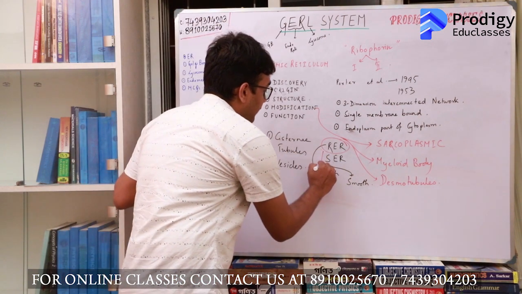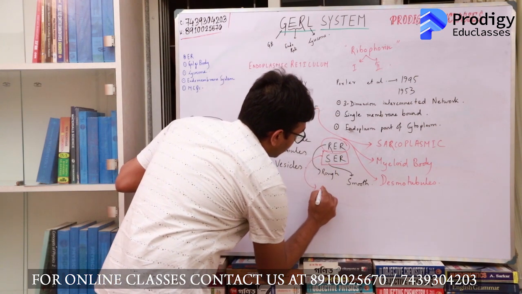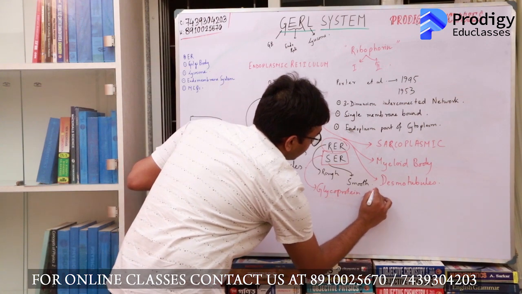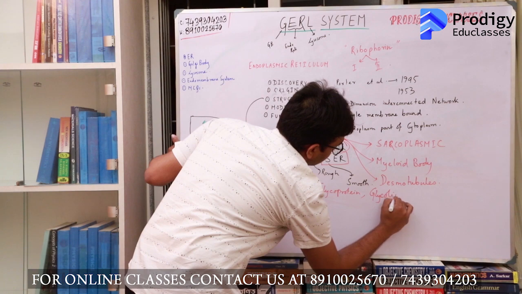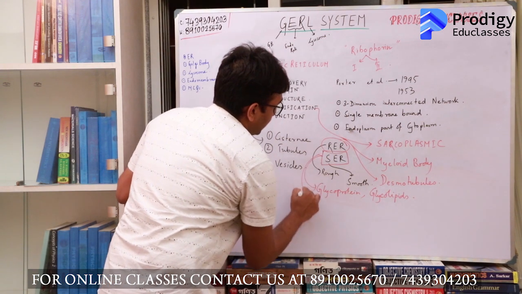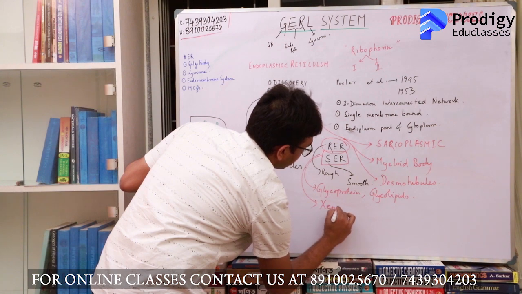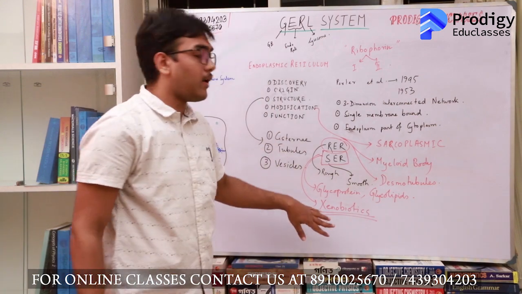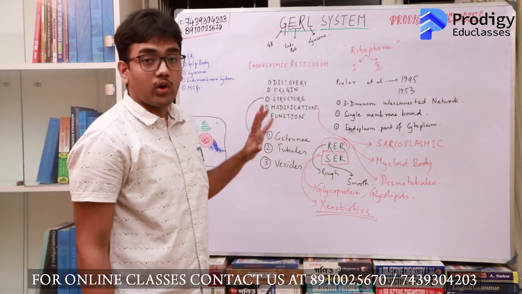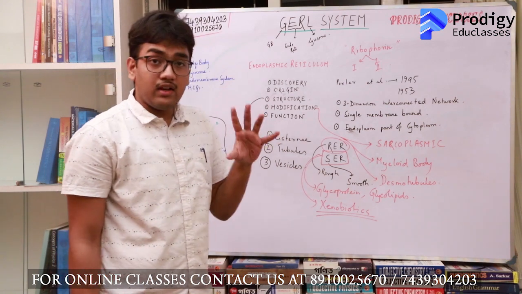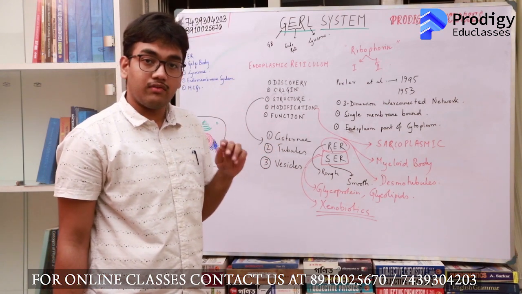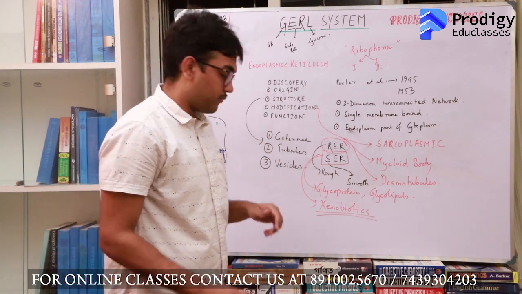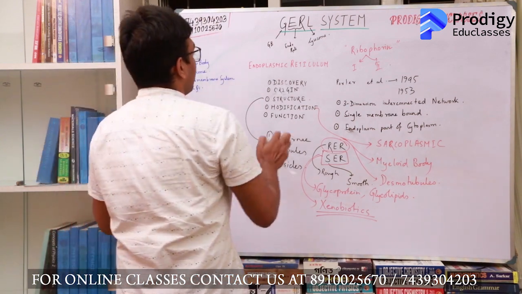If you look at SER, smooth endoplasmic reticulum, it is more involved with formation of glycoproteins and glycolipids. Smooth endoplasmic reticulum is also responsible for something known as xenobiotics. Now what is xenobiotics? Xenobiotics is the detoxification of toxic substances. You know that the liver in our human body is responsible for detoxification of toxic substances. So the detoxification occurs in the smooth endoplasmic reticulum. Now this is enough for the endoplasmic reticulum.